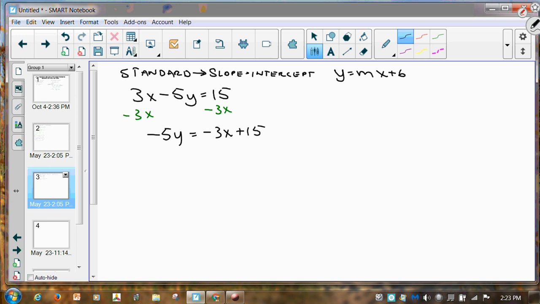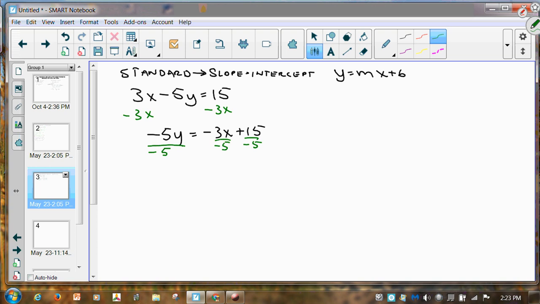Okay, now we see that we have negative 5y over here, so how do we make this y by itself with no encumbrance? What we're going to do is divide the entire equation, both sides, by minus 5. Okay, that means every single term has to be divided by the minus 5.